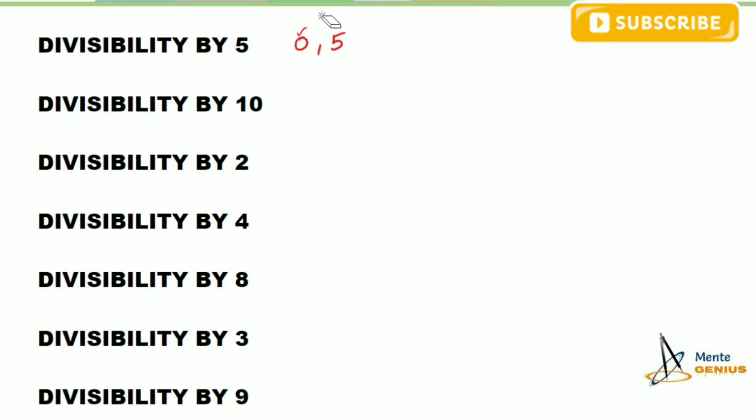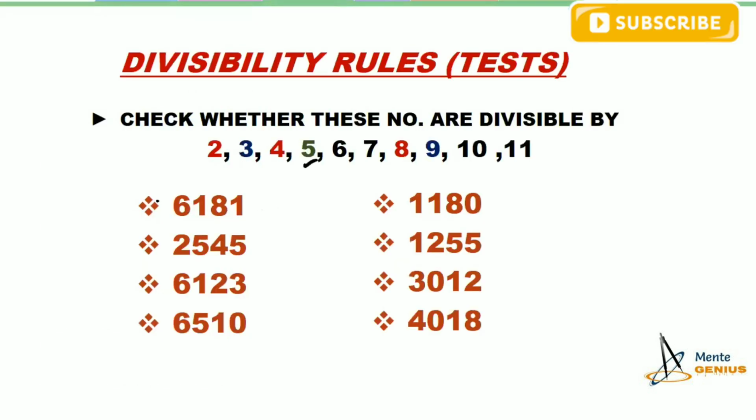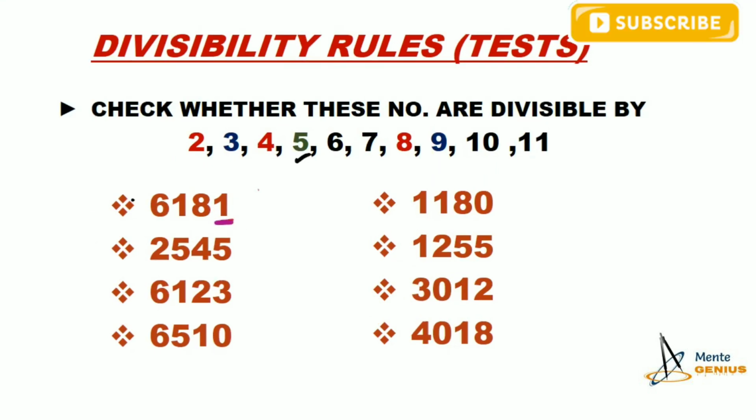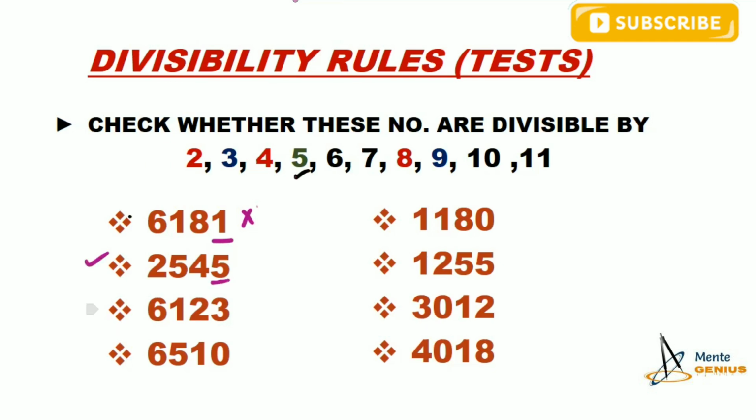So let us check the number 6181, whether it is divisible by 5. No, the unit place is 1, so it will not be divisible by 5. Now let us check all these numbers. Which numbers are divisible by 5? Its unit place is 1, so it will not be divisible by 5, because we have learned that for a number to be divisible by 5, its unit place should be 0 or 5. Let us check the second number, that is 5.